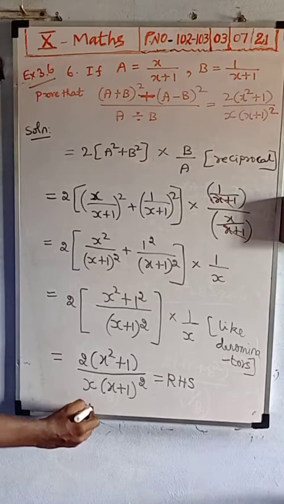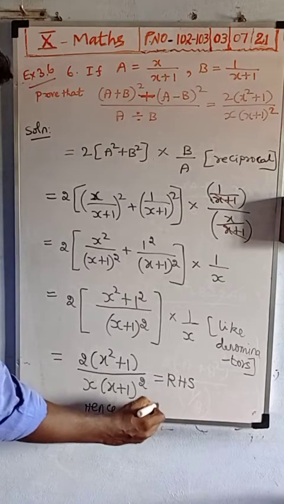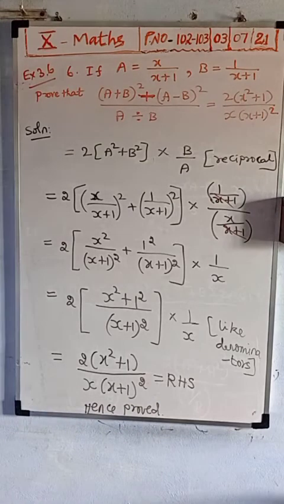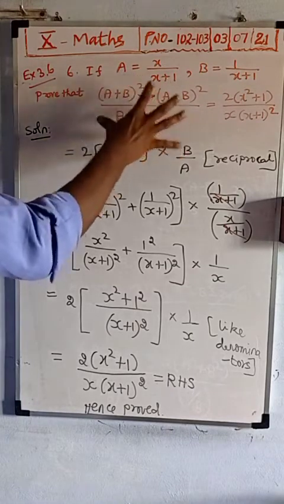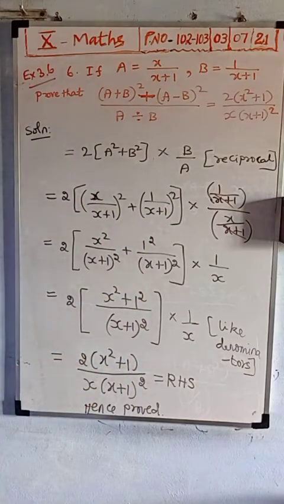That's the end, proved. Suppose first itself you substitute AB value, it is complicated. You will get the answer, but it is complicated. So first you should simplify the LHS side, apply the formula, and simplify, you will get this format. Then you should substitute the values, and we will get the RHS. That's all.